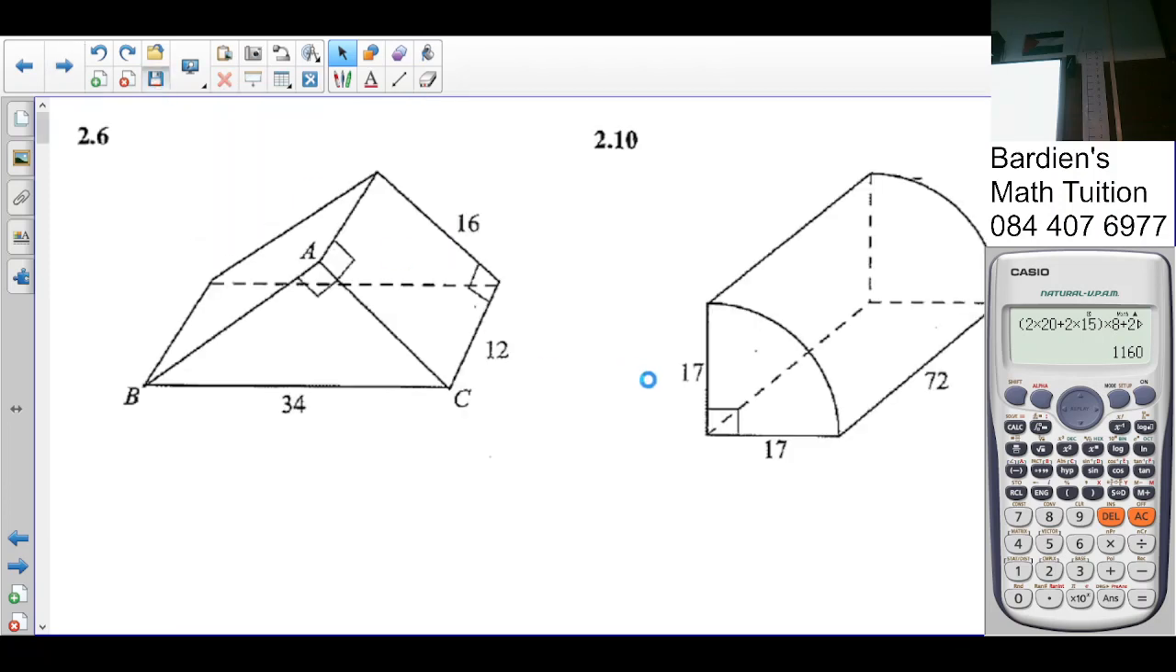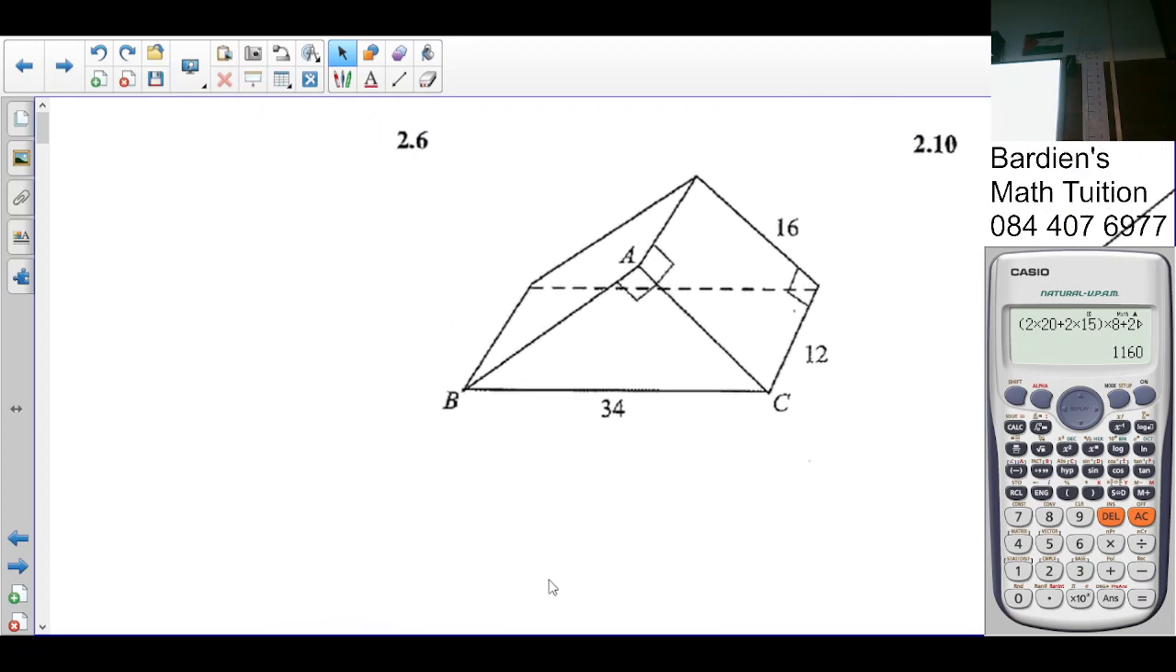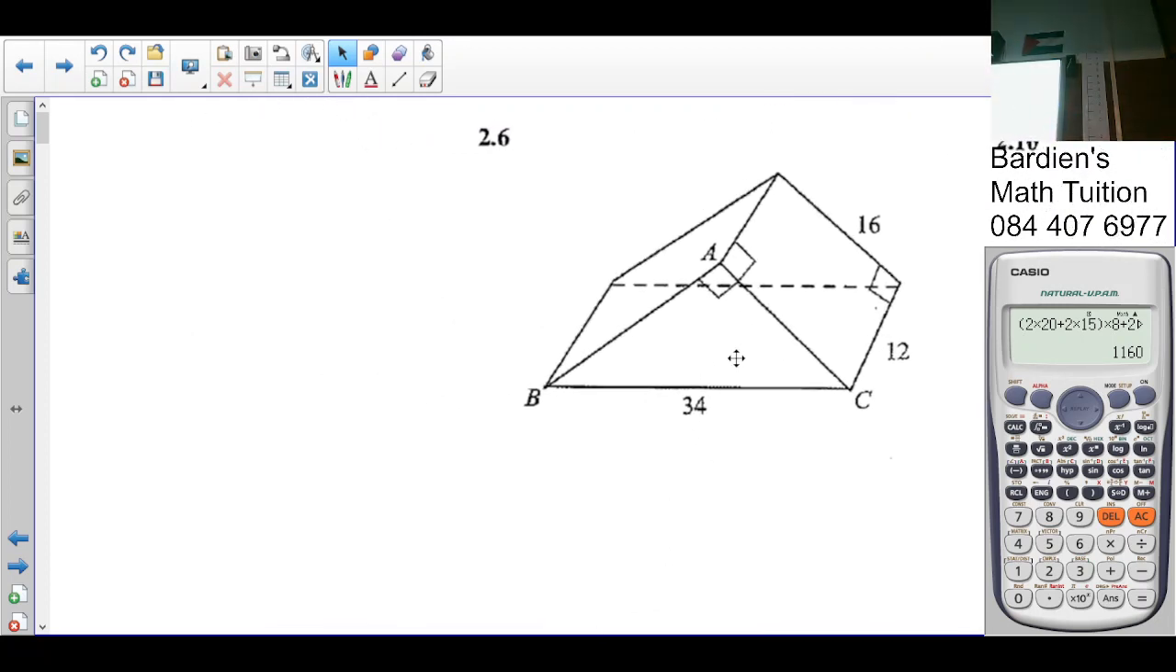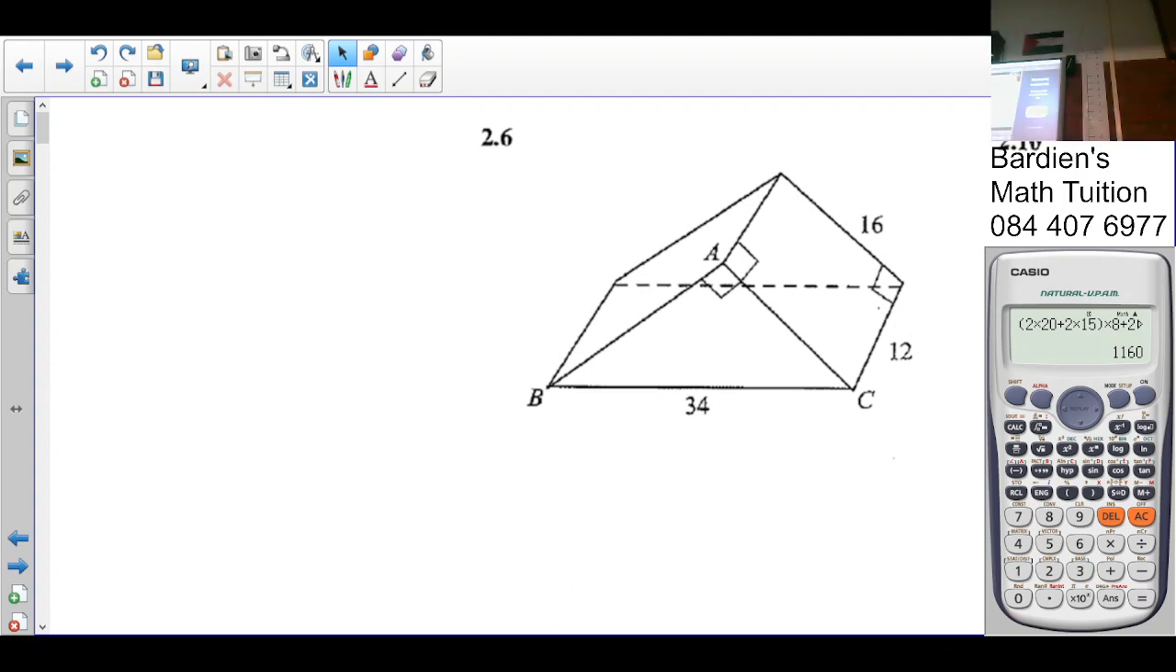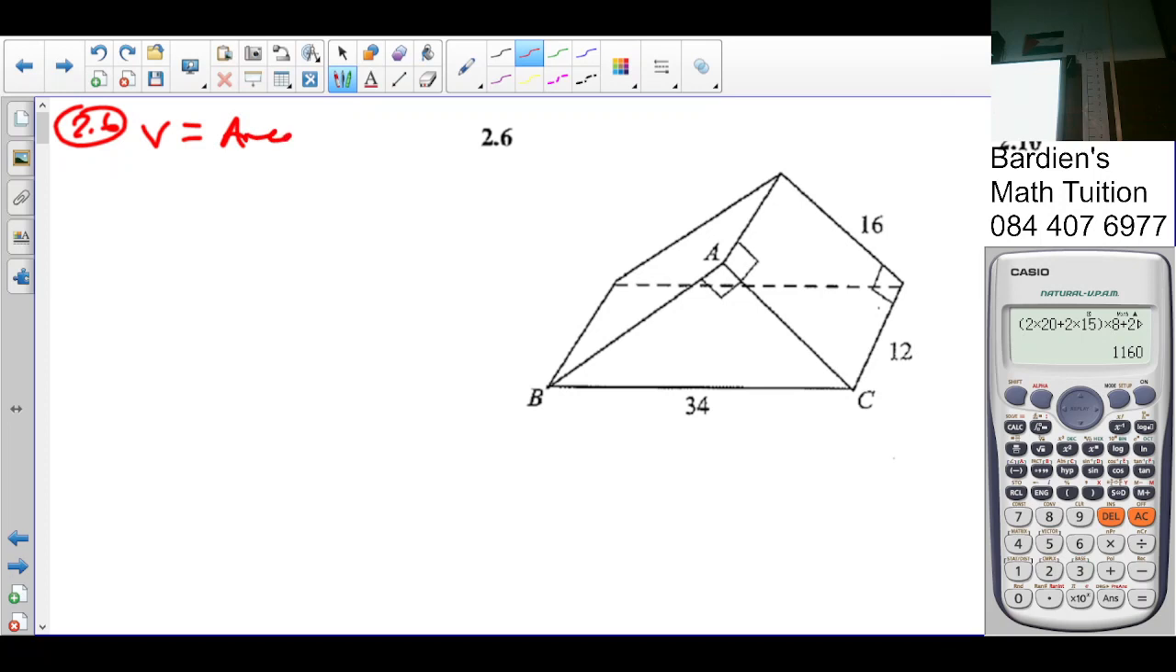You have to do 2.6. We calculate the volume. Area of base. We're going to use this as your base. What type of shape is that? Triangle. How do you calculate the area of a triangle? Half base times perpendicular height times the depth of the object.